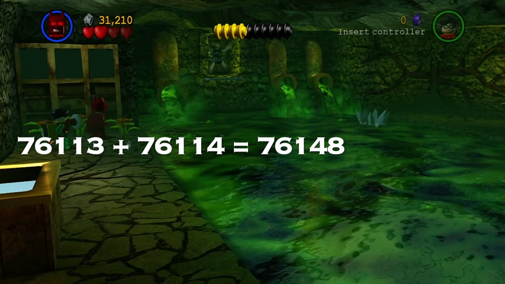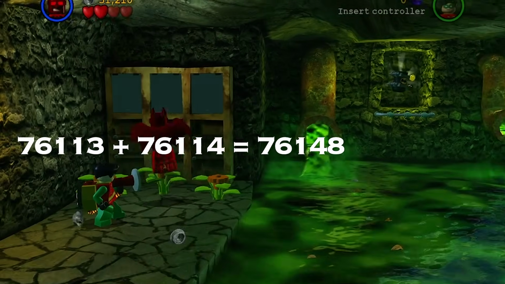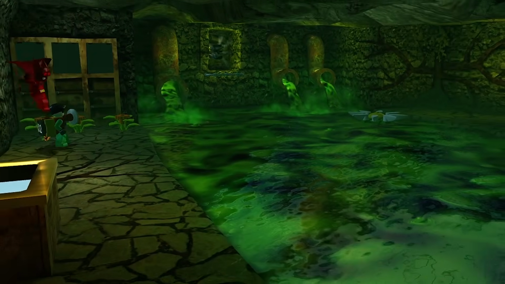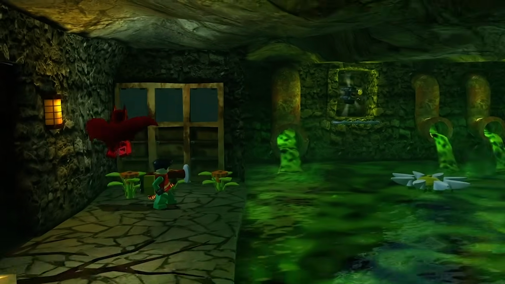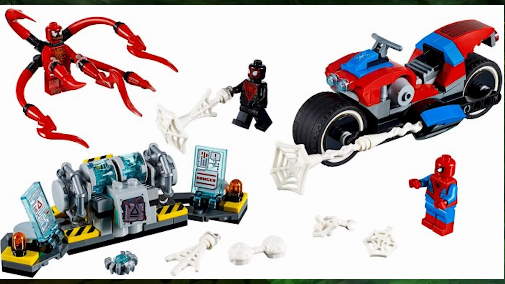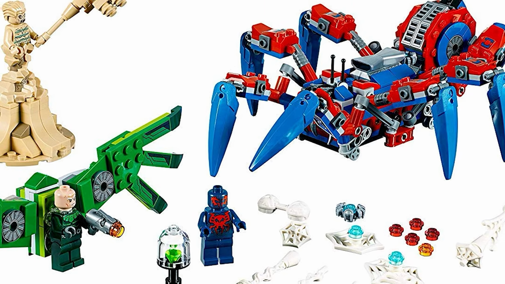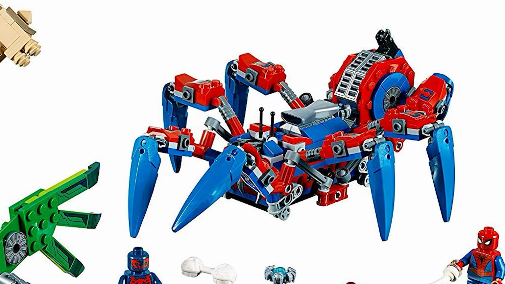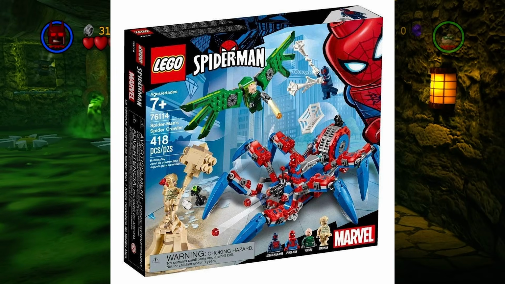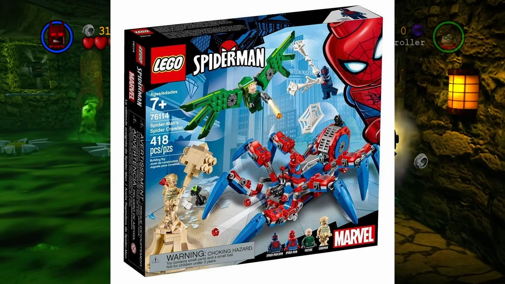76113 plus 76114 equals 76148. So Spider-Man Bike Crawler is this 2019 set, which, as you can guess, has a Spider-Man bike as one of the builds. Another set from that year is Spider-Man's Spider Crawler, with a build that, once again, does a pretty good job of living up to the name of the set.